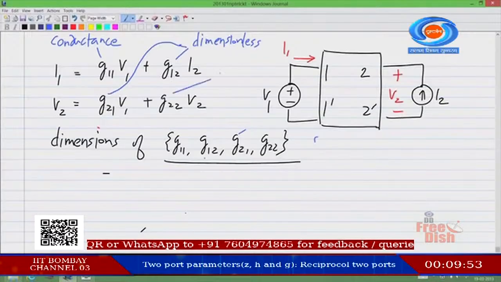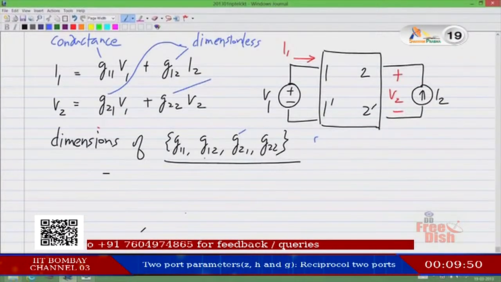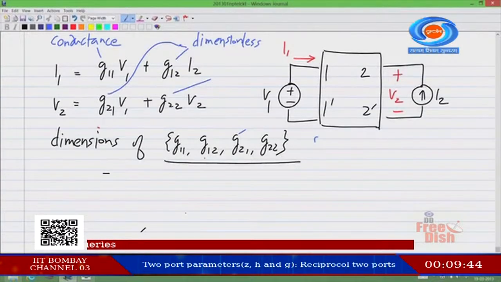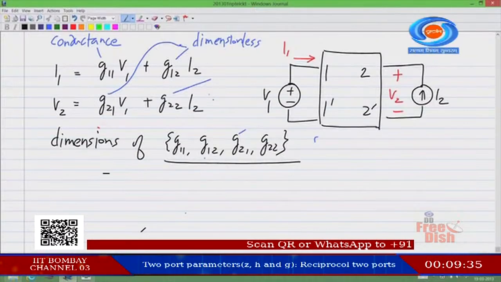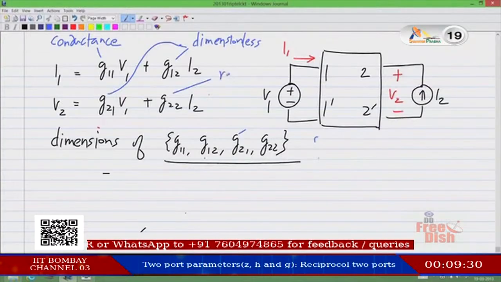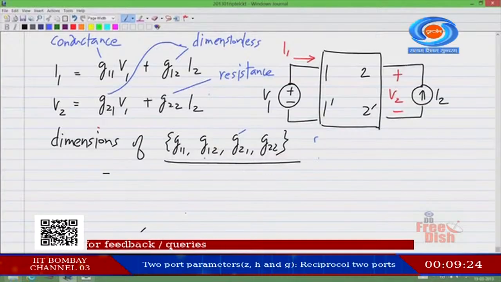And finally, G22? G22 multiplies a voltage to, I think I made a typo while writing. This is I2. G22 multiplies a current to give a voltage. So this has dimensions of resistance. So this is also a hybrid. You have conductance, resistance, and dimensionless parameters. And in fact, they are the exact opposite of H parameters. So this is another set of hybrid parameters.